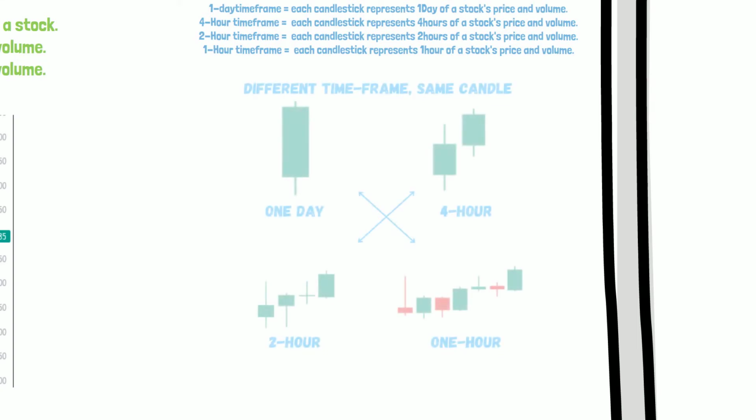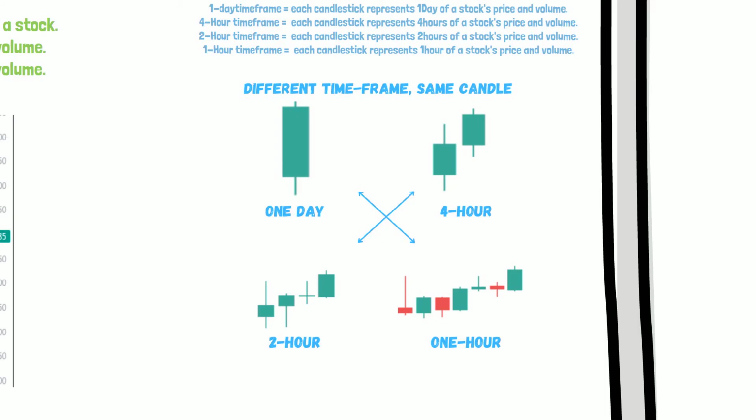Let's look at my infograph. Different times, same candle. All of these candles literally represent the same thing, but it's just broken down into pieces. So we're looking at the company Apple. We see the 1-day candle, which represents one trading day, 9:30 a.m. to 4 o'clock p.m. Eastern time, when the stock market is open. This is everything that happened on January 11th, 2022.